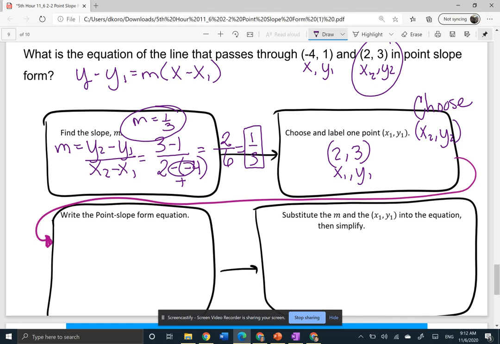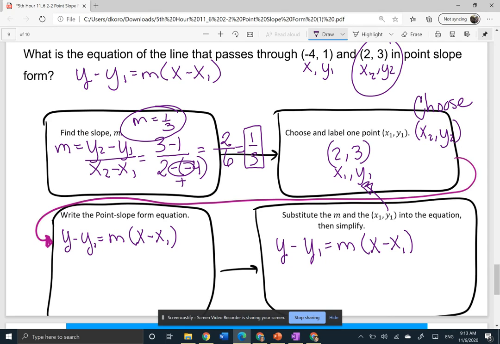All right, so write the point slope form equation. So that's y minus y sub 1 is equal to m times x minus x sub 1. And then you're going to substitute the m and this point into the equation, then simplify. So we're going to get y minus y sub 1 is equal to m times x minus x sub 1. So I just rewrote it so it's easier to see.